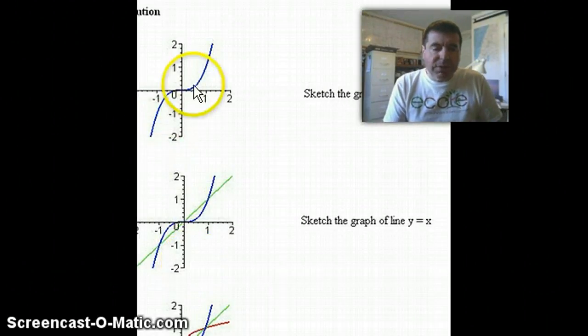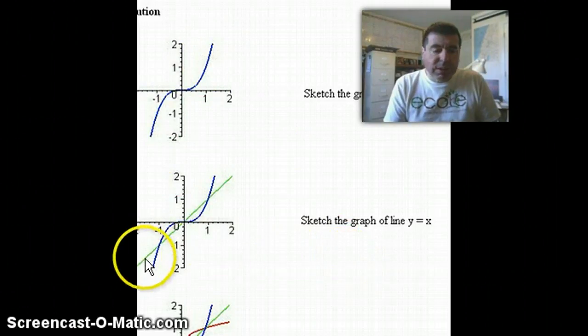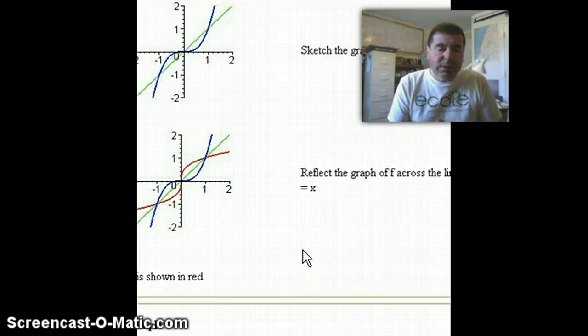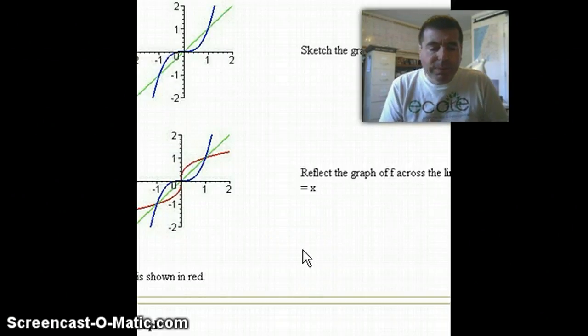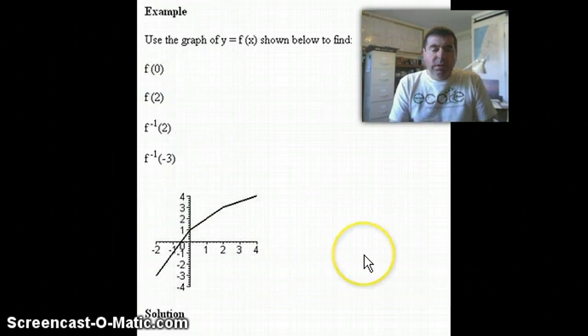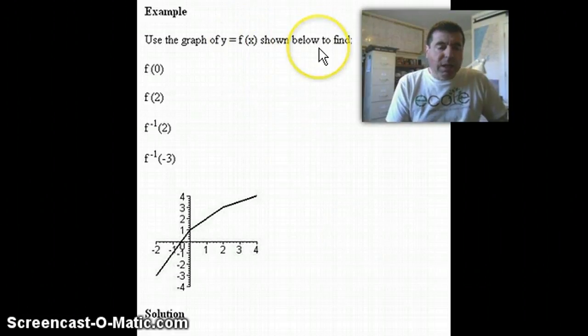Here's a graph. It looks like a cubic. What would its inverse be? Well, here's the line y equals x, the green line, and then you could flip it over. You could pick point values, depending upon your visual abilities here. Now this question right here, I'm just going to call totally awesome. Use the graph below to find the values.